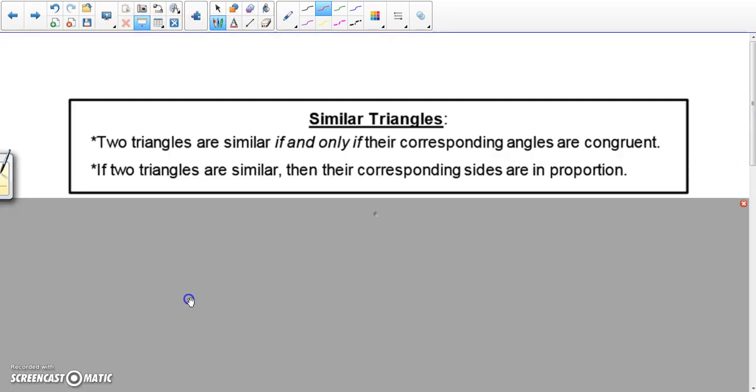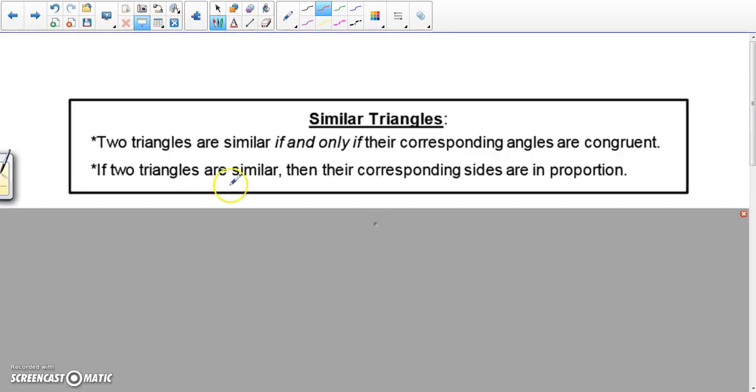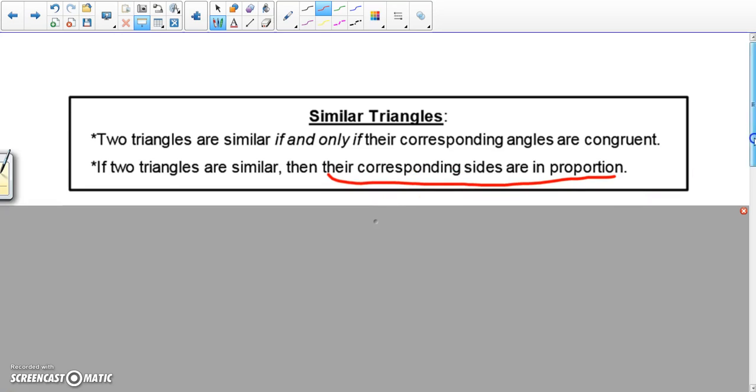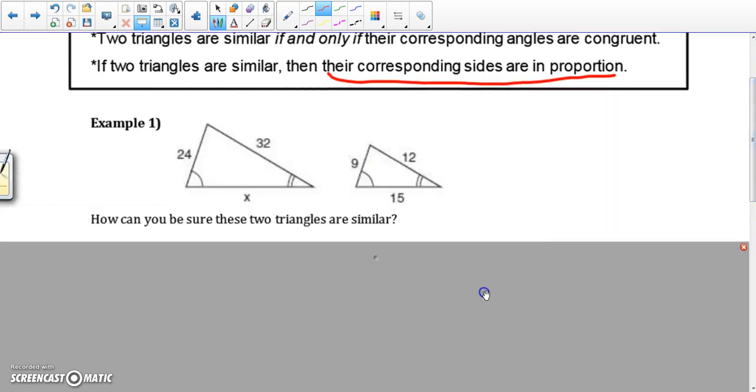Alright, you have this note in your binder already, in your note packet. Two triangles are similar. All you need is for their corresponding angles to be congruent. And then if two triangles are similar, just like before, it makes their corresponding sides proportional. Alright, so let's take a look here.